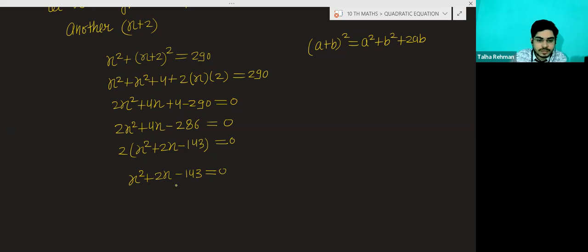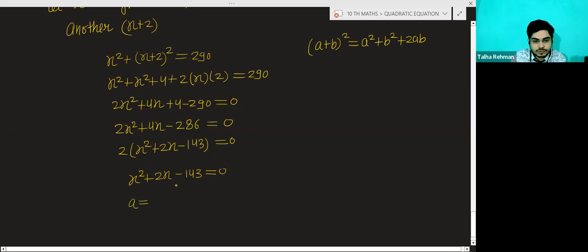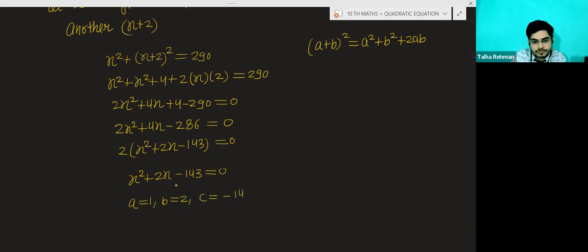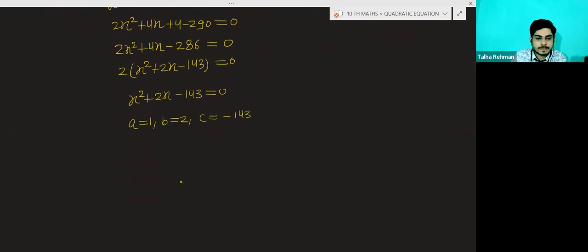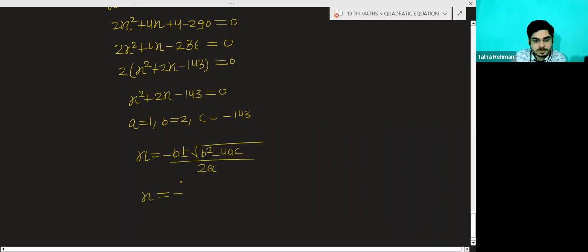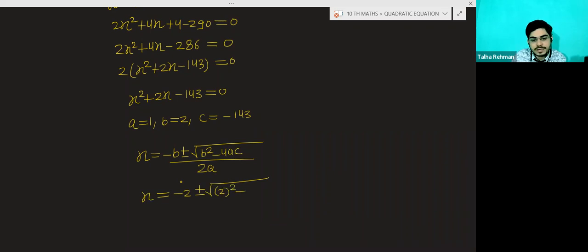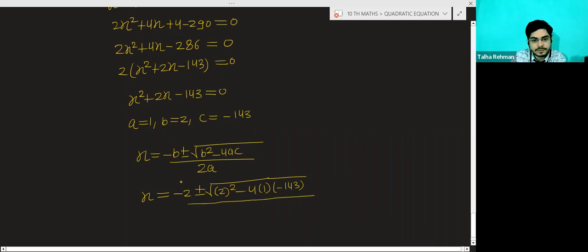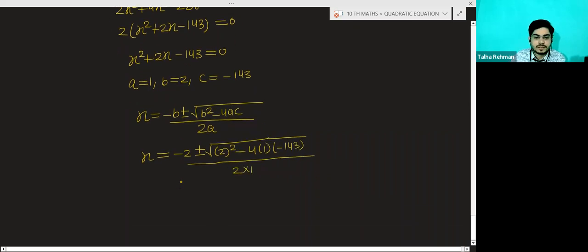Very easy now. What is A? What is B? What is C? A is equal to 1 here. B is equal to 2 here. C is equal to minus 143. So we will apply the quadratic formula. x is equal to minus B plus minus under root of B square minus 4AC divided by 2A. So x is equal to minus B, means minus 2, plus minus under root of B square, means 2 square, minus 4AC. What is A? A is 1. C is minus 143. Divided by 2A, 2 into 1.